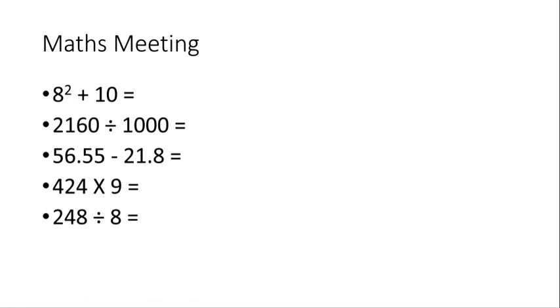And let's check our answers in 3, 2, 1, 0. For the first one, 8 times 8 is 64, plus 10, 74. Next one, I generally use the thousands column to help me to divide by 1,000, because I know if I've got 2,000 divided by 1,000, the answer will be 2 whole ones, and I've got the 2 in the whole just there. And then we've got a column subtraction.